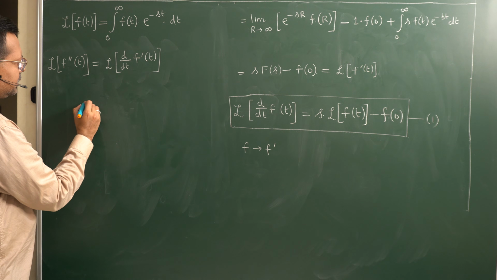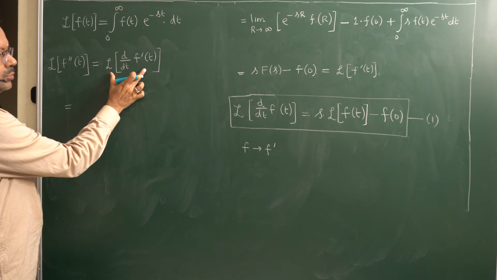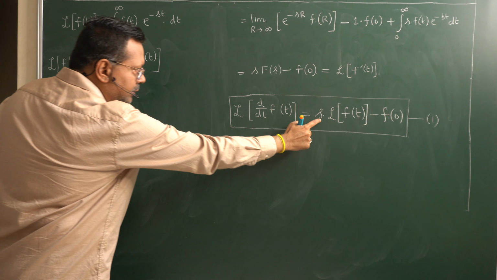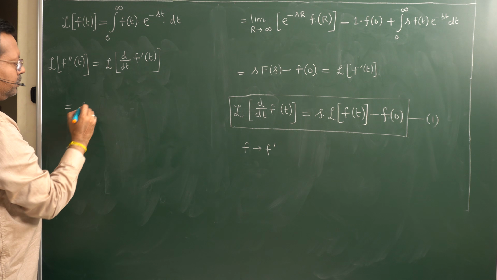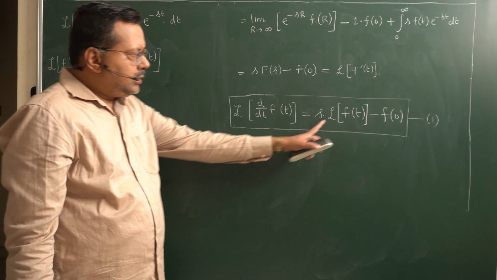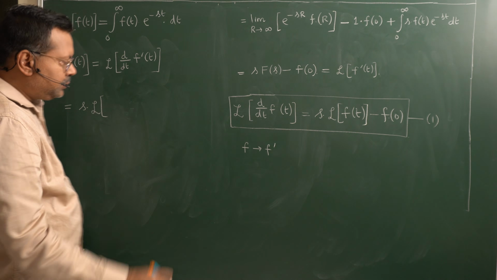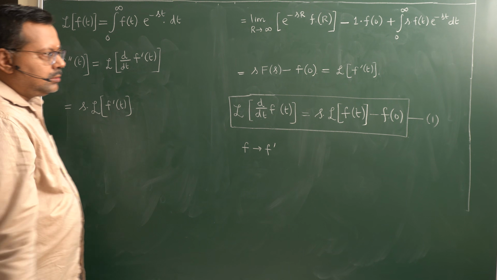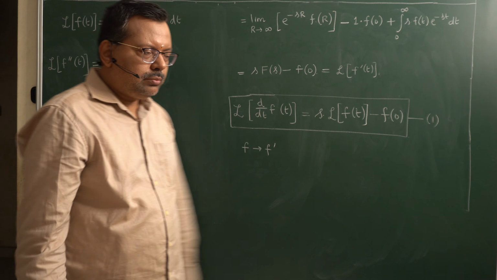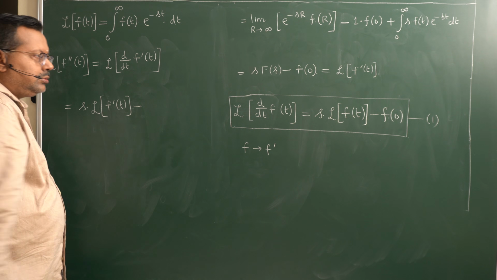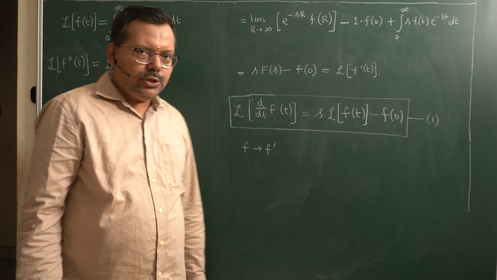How do you replace? We are going to use this right hand side here. So let me write down the right hand side for this. This is s into the Laplace transform of f, which will be replaced by f prime. So you write down f prime of t and minus f of 0.